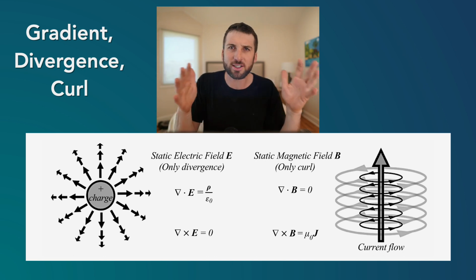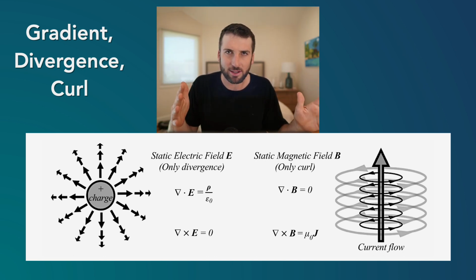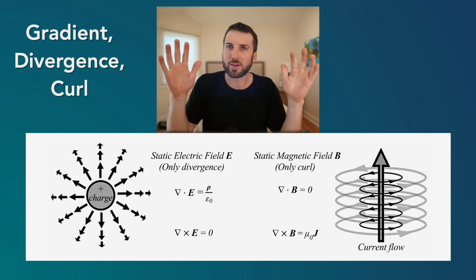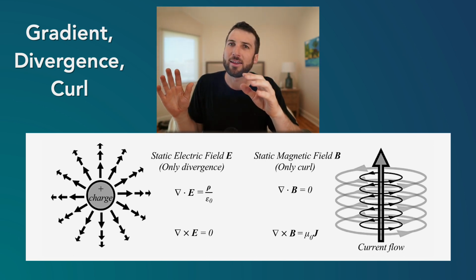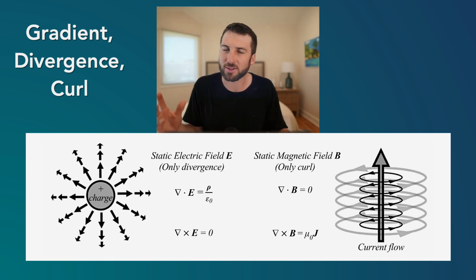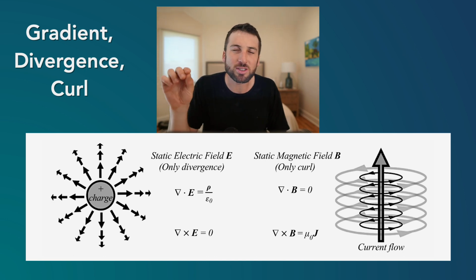So this shows you the stark differences, right? Static electric fields are all about divergence, in and out. It's similar to gravity, it just points in and out. Magnetic fields, on the other hand, are completely different. They're all about twisting, all about curls. And this del operator is the key thing that can be used to understand it.